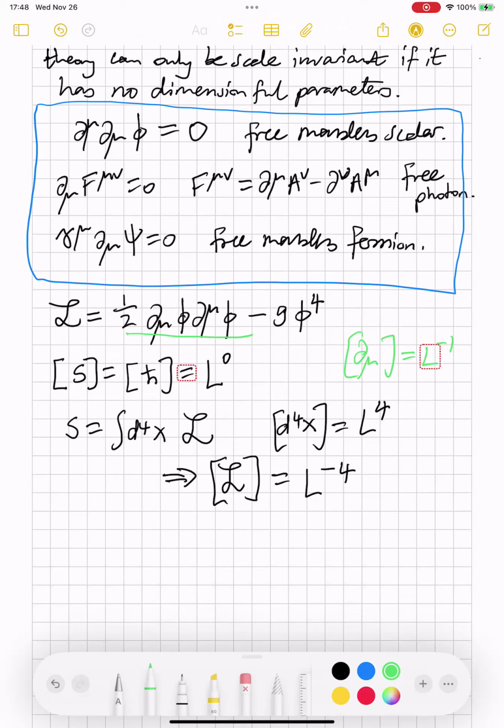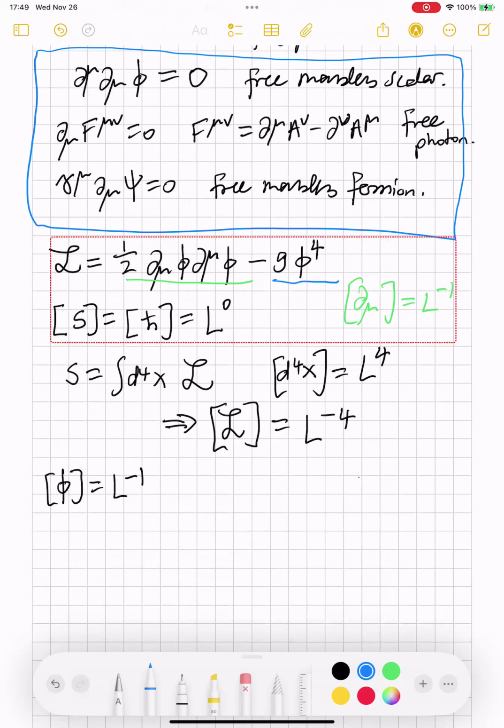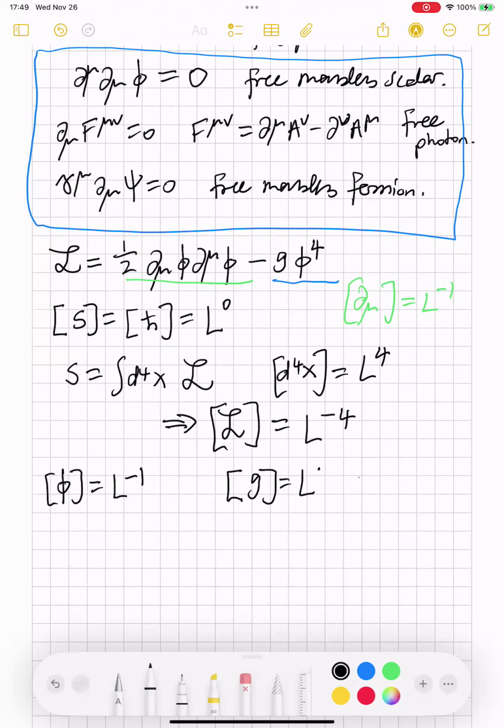So we've got two derivatives that'll give us length to the minus 2, and 2 phi's. The way that first term becomes length to the minus 4 is if phi itself is length to the minus 1. Good. Now, if phi is length to the minus 1, you see in the second term that phi to the 4 is already length to the minus 4. And that means that the coupling must be length to the naught. So classically, this theory has no dimensionful parameters.